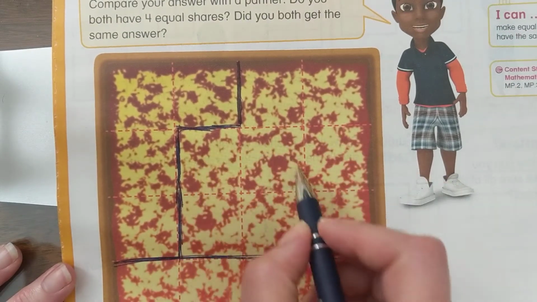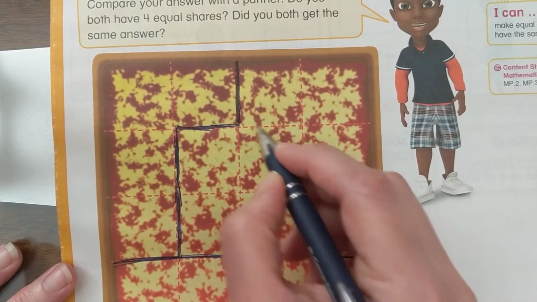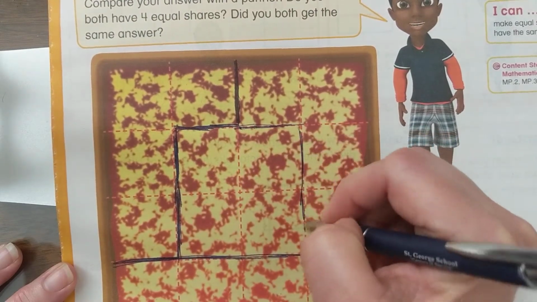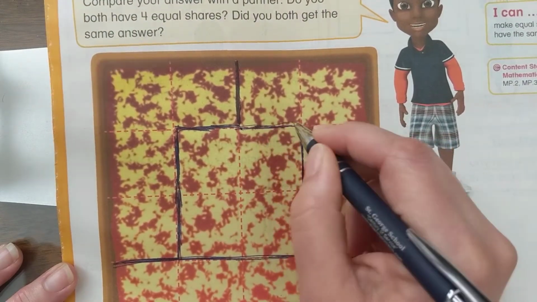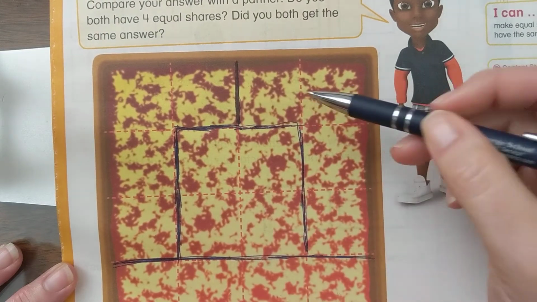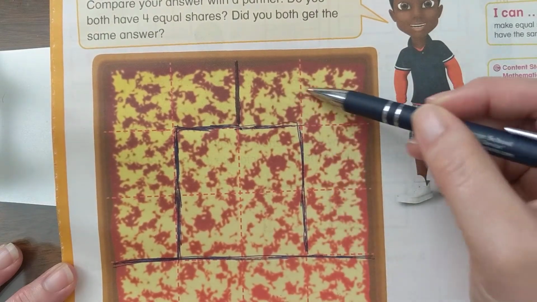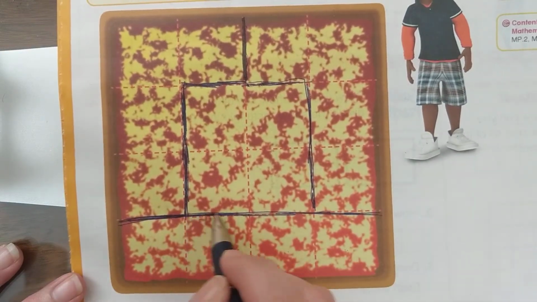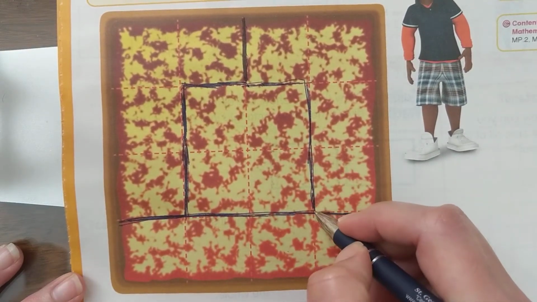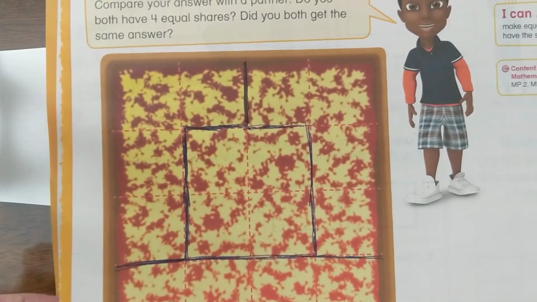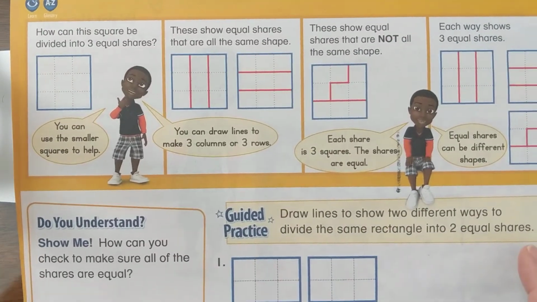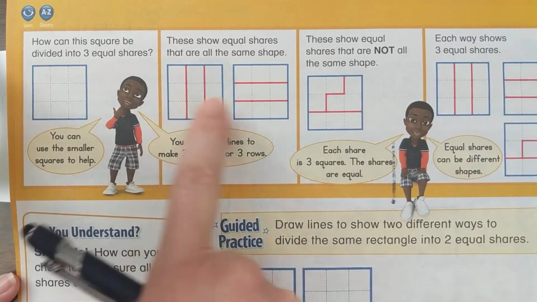And then maybe this person could get the 4 squares in the middle. Which means the last person is getting the 4 squares on this side. Each person is getting 4 squares, but you have very different shapes that make that 4 squares. Great.